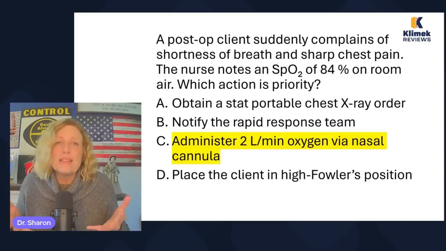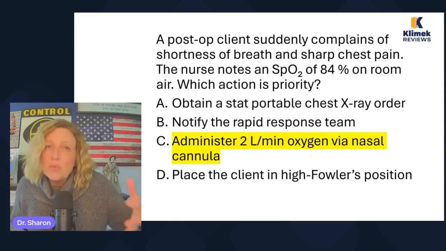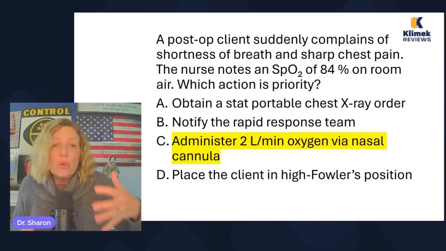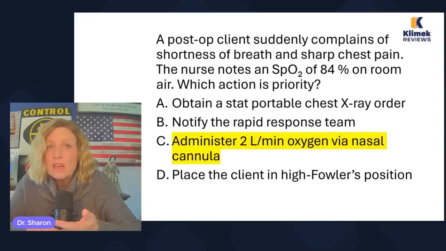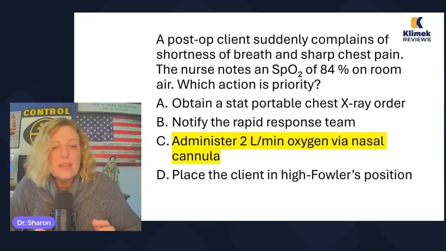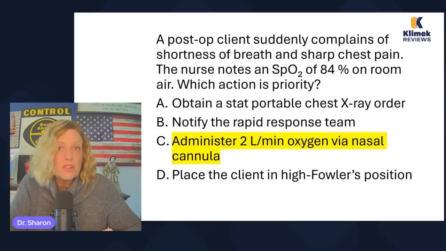I'm teaching you how to pass a test. And in order to get the objectively right answer, there has to be some rule that we're following. And when we come to prioritization questions, there has to be a rule. And the various rules are acute versus chronic, objective over subjective. And then if you have multiple objective problems, you can use ABCs. In this case, we only have one objective. So we're going to go ahead and administer 2 liters of oxygen first.